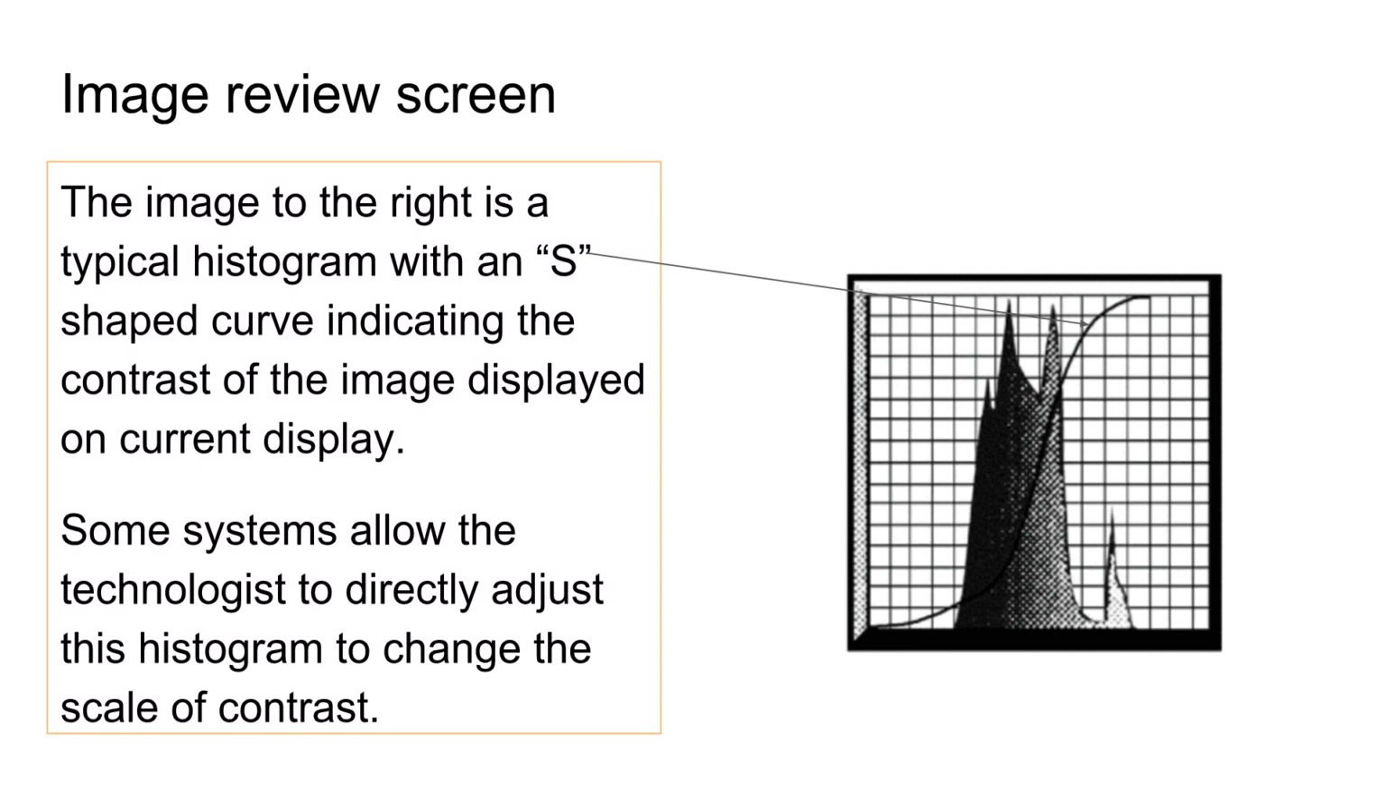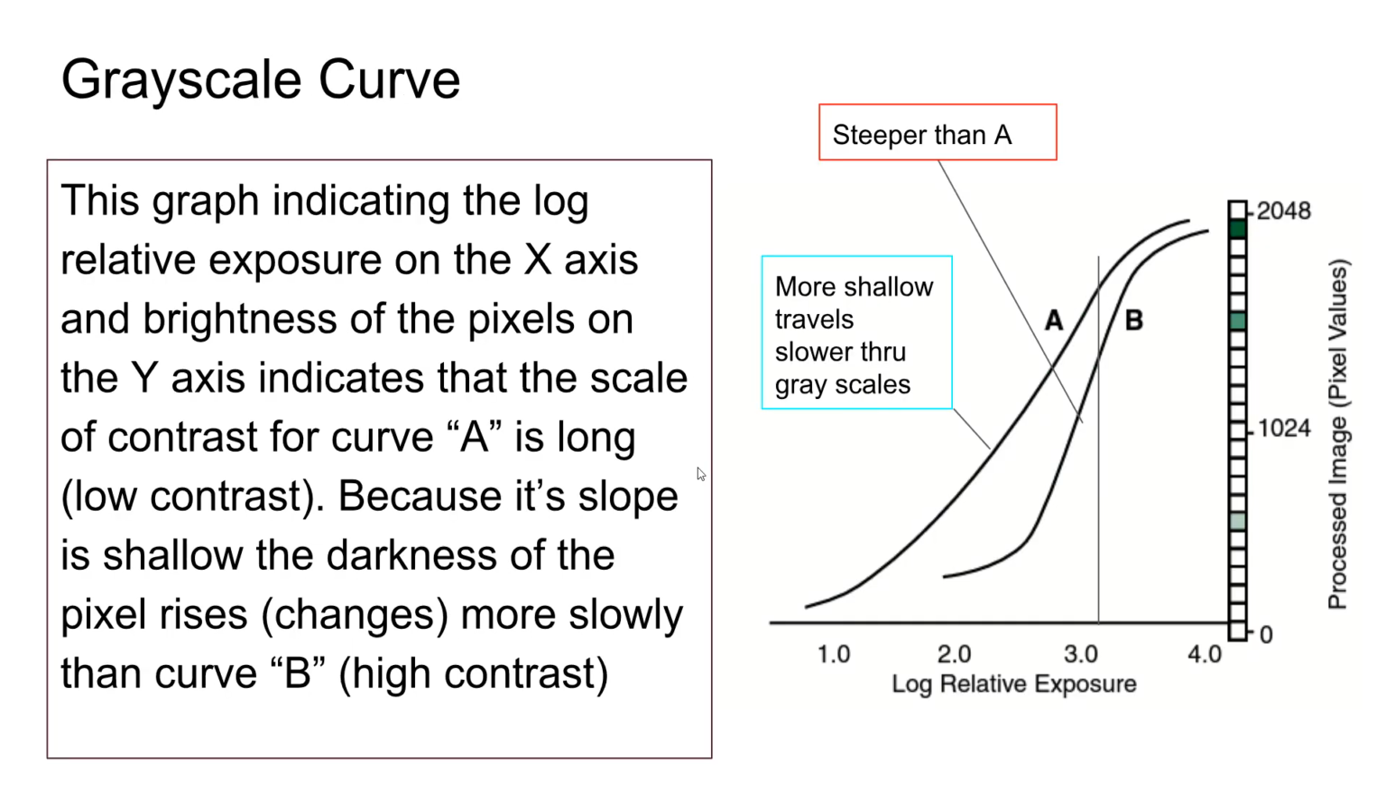Sometimes we use the mouse. Sometimes you can actually plug the information in. Other times you might actually see a histogram with an S-curve on it. The S-curve represents the scale of contrast. And you may be able to actually click on it and move it around. But what you would be doing essentially is changing the slope, changing how steep that S-curve is. And let me show you what that will do.